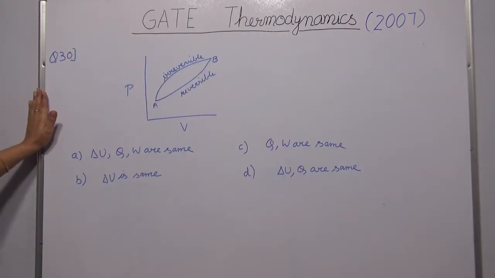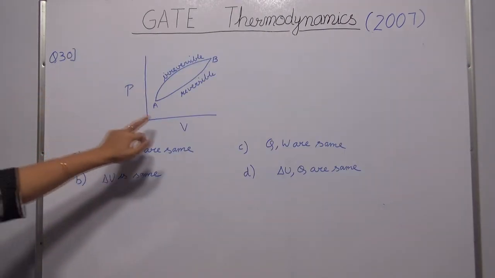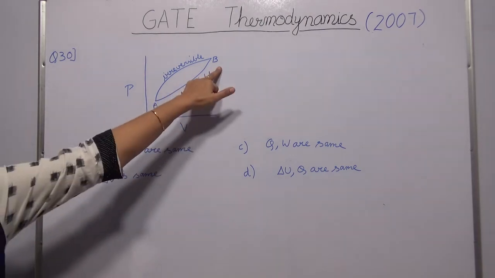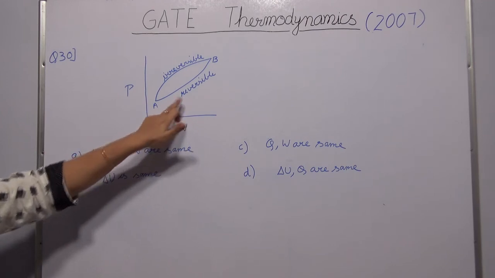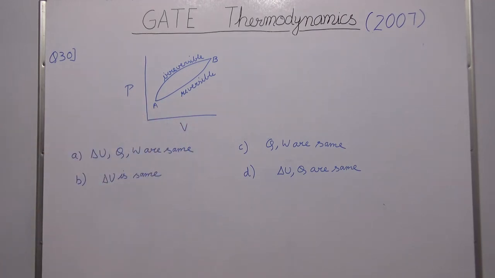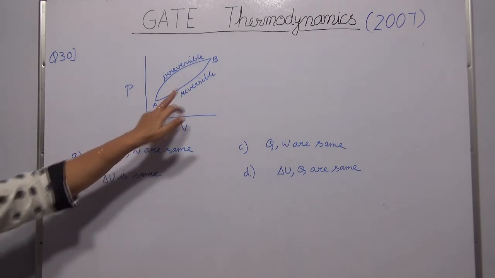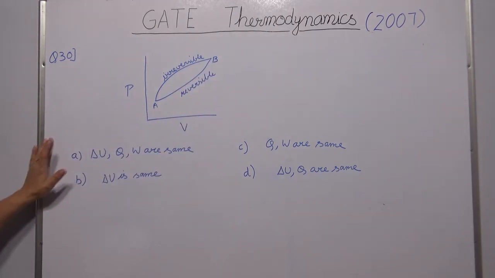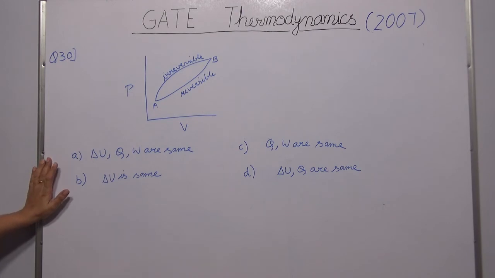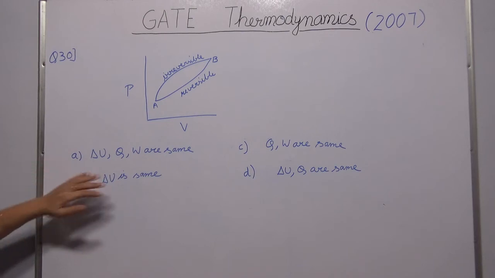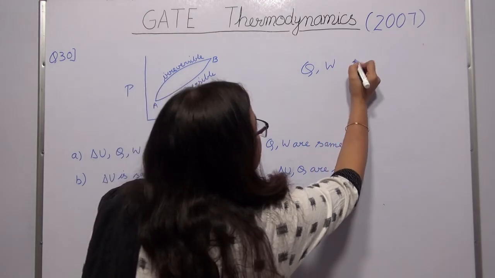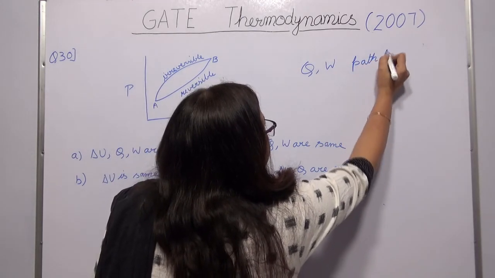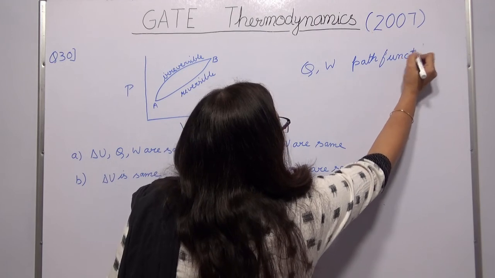So the next question is question number 30. The system goes from state A to state B via two paths. One is irreversible, the other one is reversible. Now it says that to change the state of the system from A to B, which one of them is the correct option? It is just based on your definition of path functions and state functions. You know that Q and W are path functions, which means that they depend on the path which it follows.